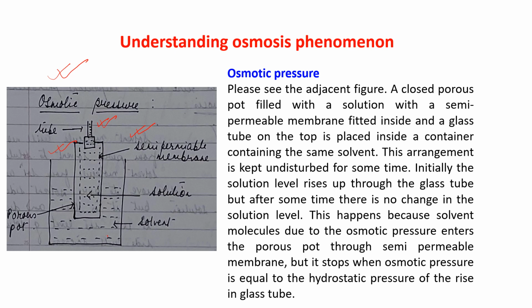This porous pot is containing a solution and the full arrangement is placed inside a container which is containing a solvent. Now the solvent which we are taking in the container and the solution which is taken in the porous pot, both are containing the same solvent. And there is a semi-permeable membrane, so you can understand that the molecules from the solvent only can enter into the porous pot through that semi-permeable membrane.